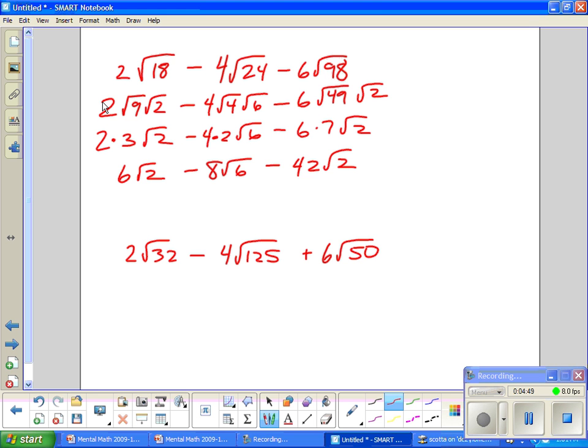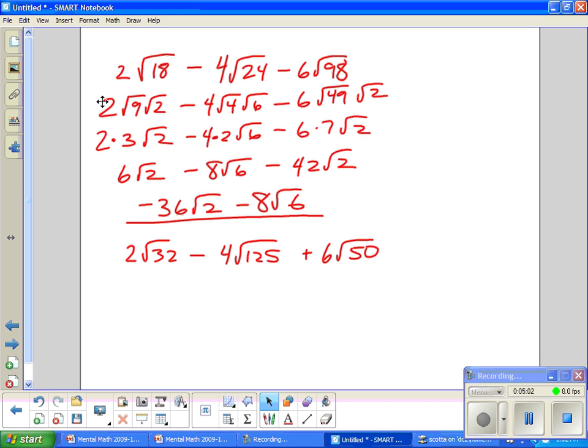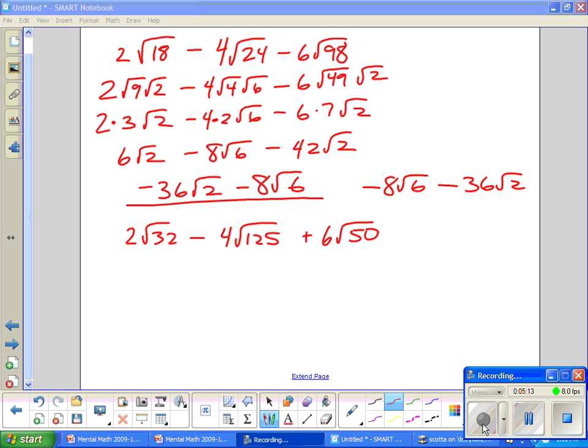I see like terms in these two. 6 minus 42 is negative 36 square root of 2 minus 8 square root of 6. That is the answer to the first one. What if I wrote it with the two opposites? Okay? Does not matter which order you put it in. So if you do it the other order like this, this is exactly the same. Okay. All right? All right, the next one, same thing.